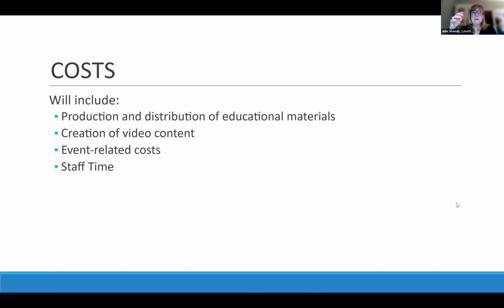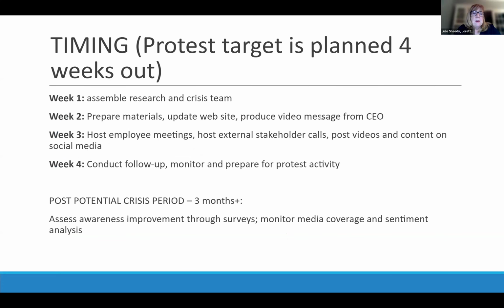Again, on costs, I didn't get into much detail here, but we'd have the production of materials, creation of content, any event-related costs, and of course, our staff time to put the plan together. And then I basically did a quick timeline here because of the time frame for the protest itself. Week one would be to assemble the research and the crisis team. So we're working those in parallel.